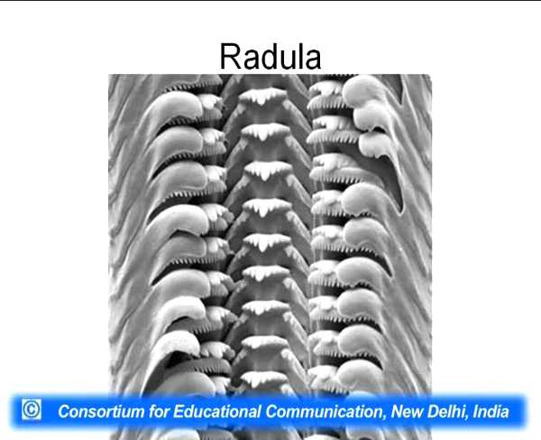Every row present on the radula is provided with a number of teeth, and the number of teeth is variable and it is fixed for a particular kind of mollusk.